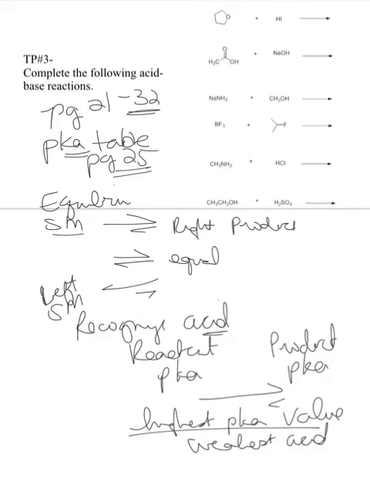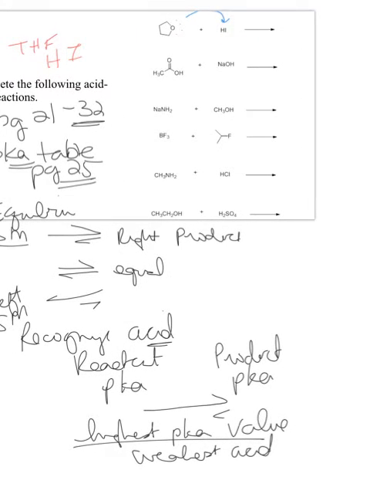So looking at these problems here, the first one we have, this is actually THF, tetrahydrofuran, and it's reacting with HI. So in this case, your lone pairs on your oxygen will go and deprotonate the hydrogen, and you will form a complex like so.